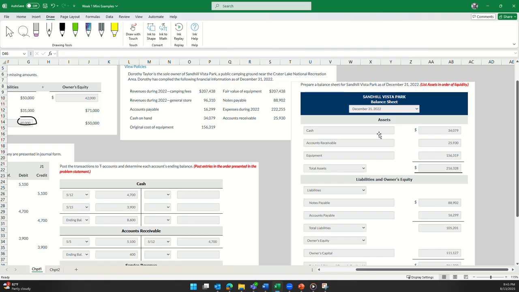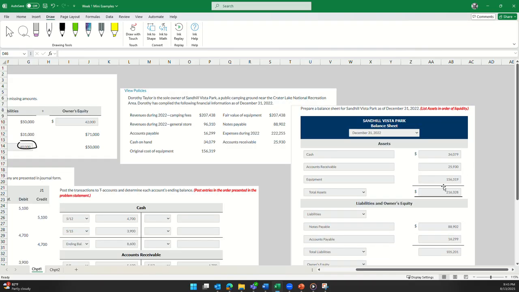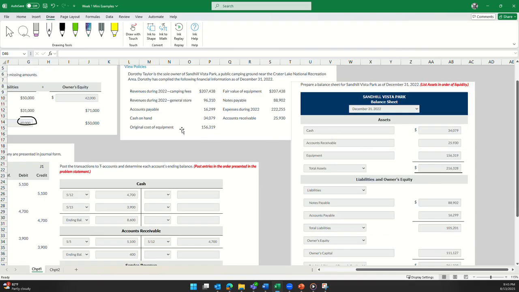So this is given to us as well, but I'm going to walk us through it. For the cash, you see the cash on hand is 34,000. This is listed in order of liquidity, meaning what can be converted to cash the quickest. Cash, of course, is already cash, so it's at the top. Cash is king. So cash is 34,000. Accounts receivable is next, and you see accounts receivable 25,930 listed here.